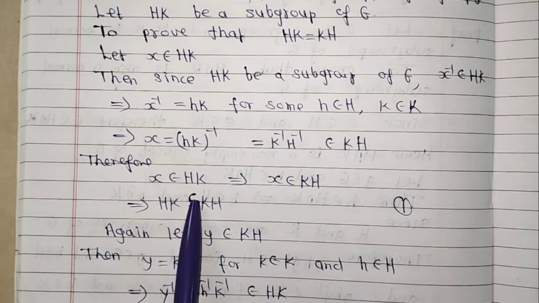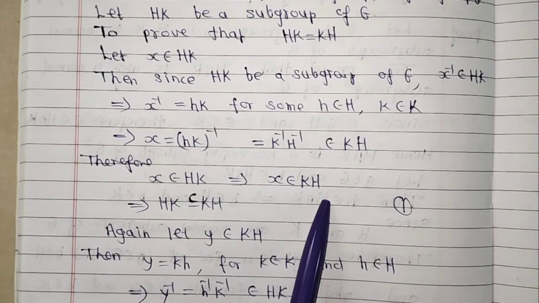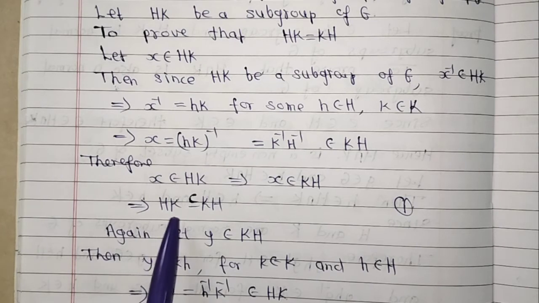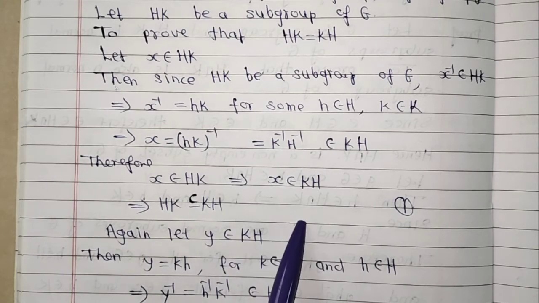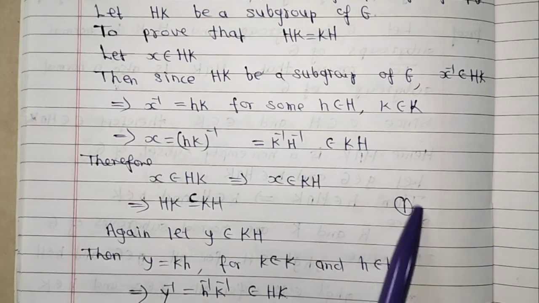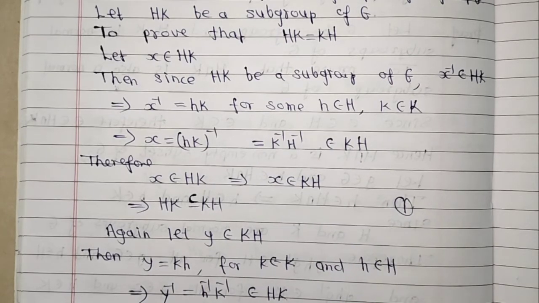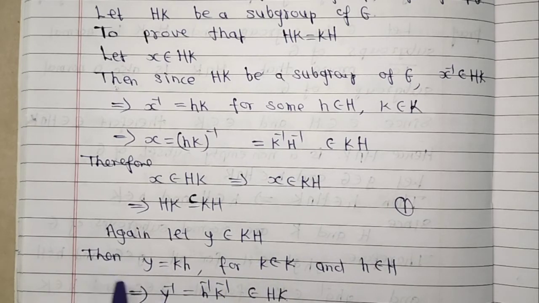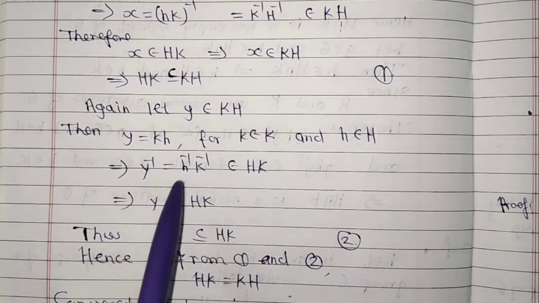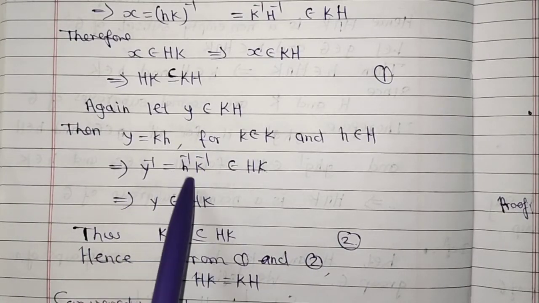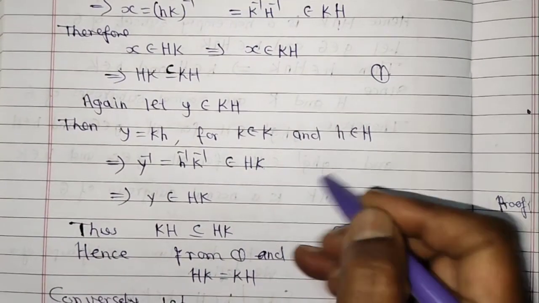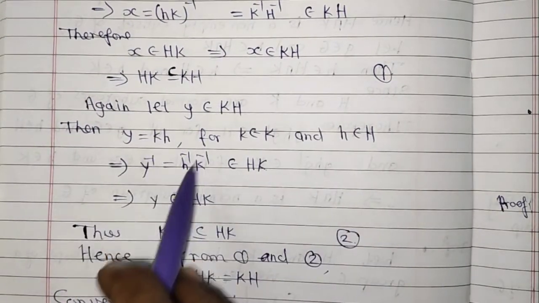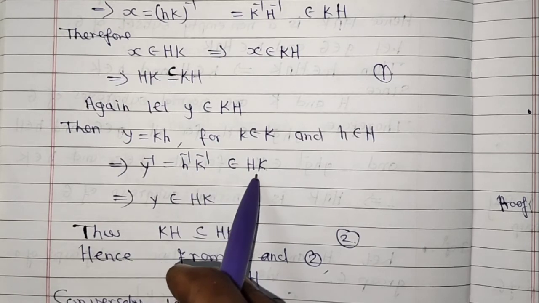Therefore, x belongs to HK and x belongs to KH. And this implies HK is contained in KH. Denote this as number 1. Again let y belongs to KH. Then y equal to kh for some k belongs to K and h belongs to H. And this implies y inverse equal to (kh) inverse, that is h inverse k inverse, which belongs to HK.